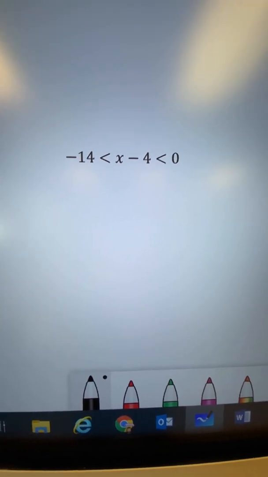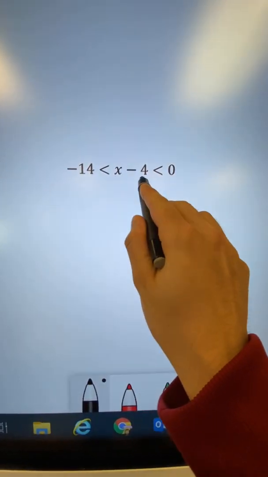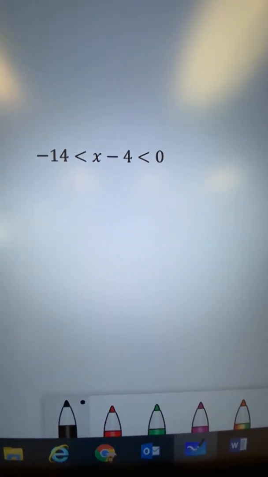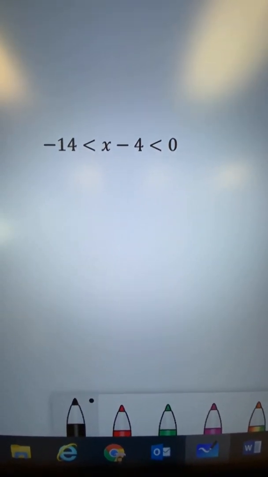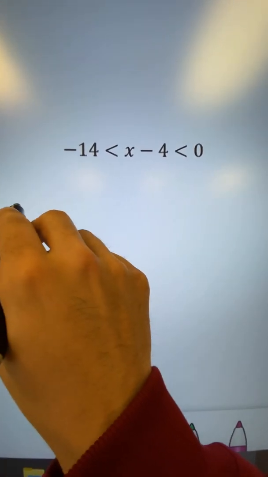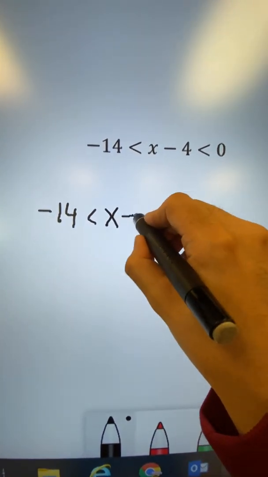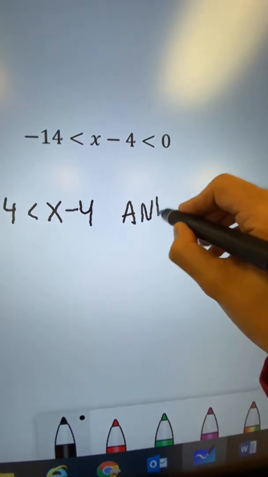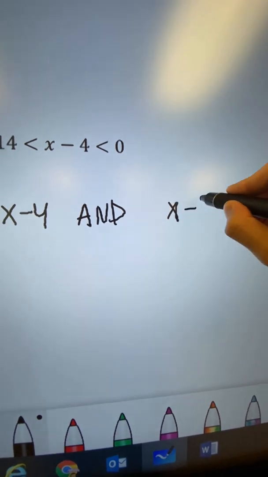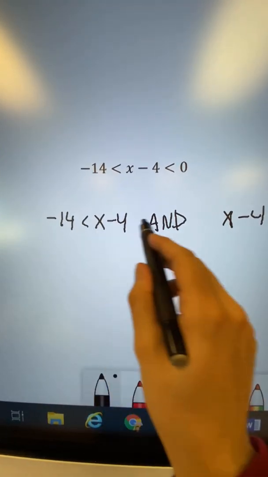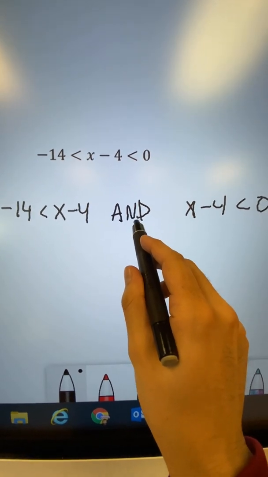Solve this inequality. Notice that we have an expression between two inequalities, and what we're basically doing is solving two problems in one. Let me show you that this is really just two separate inequalities: negative 14 is less than x minus 4, and x minus 4 is less than 0. So this is really a compound inequality joined by the word "and".